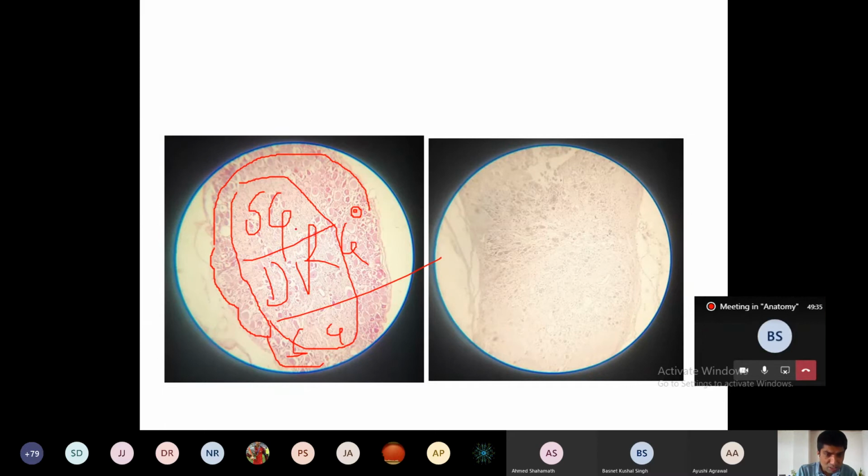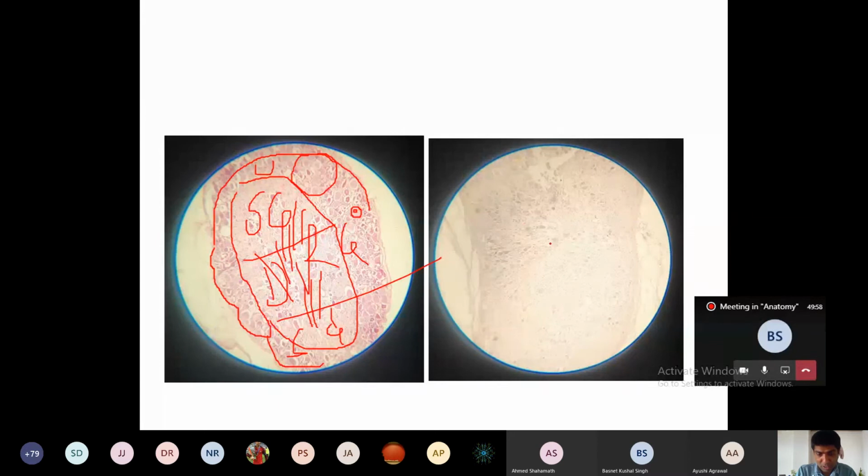And towards the center, what is there then? Towards the center you will find the fibers. Nerve fibers are there. More nerve fibers are there towards the center, and groups of the neurons are there towards the periphery, and the neuron cell body will be round in shape, having the centrally placed nucleus.